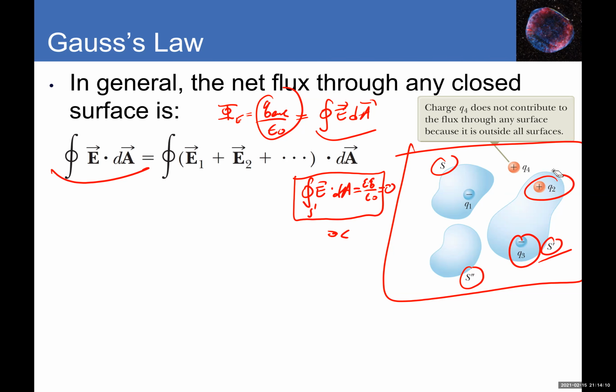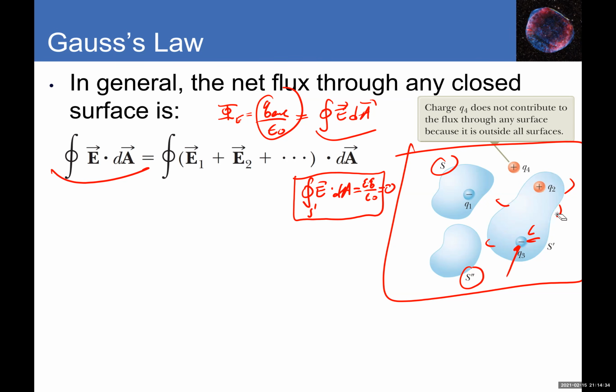Now, you can also think of it like this. There's an electric field generated by Q2, which goes out of the surface and gives you positive flux. But then there's also an electric field due to Q3, which goes into the page, and flux that goes into the page is negative. Flux that goes out of the page is positive. If you add them all together, you're going to get 0.